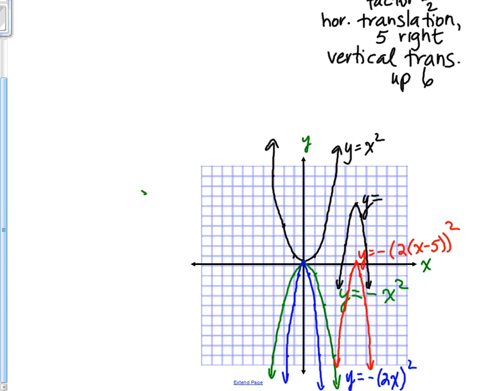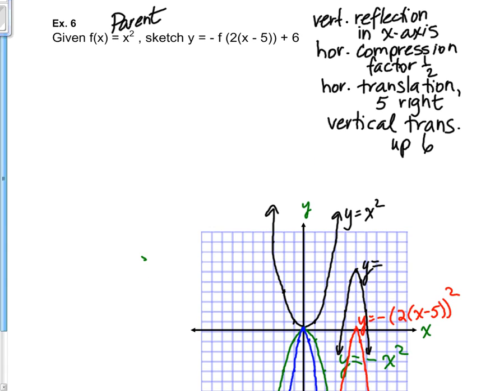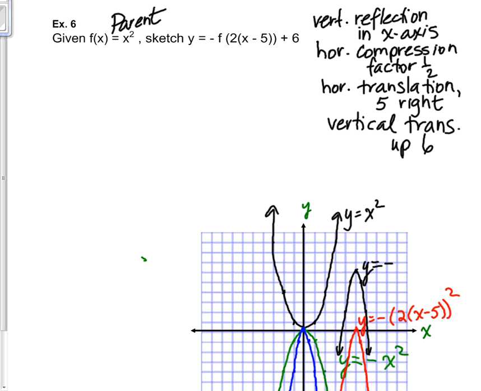Y equals negative 2 x minus 5 squared plus 6.